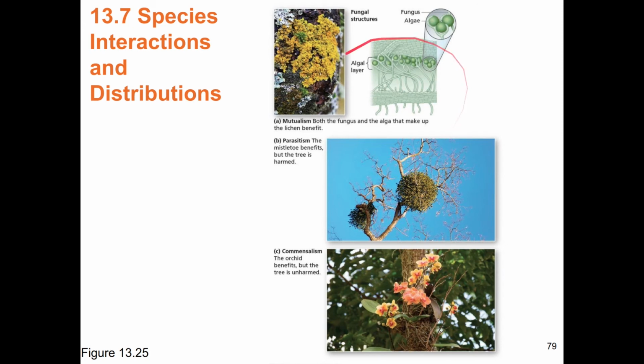Species interactions. Mutualism, like lichen: Fred fungus and Alice algae living together in symbiosis, where the algae makes food and the fungus gives the algae a home and water. Parasitism, mistletoe is an example of a parasite that is taking nutrients from the tree. Commensalism, the orchid's growing on the tree and the tree doesn't even notice. So commensalism would be a type of symbiosis, except only the orchid benefits. The tree is not helped, not hurt, whatever.